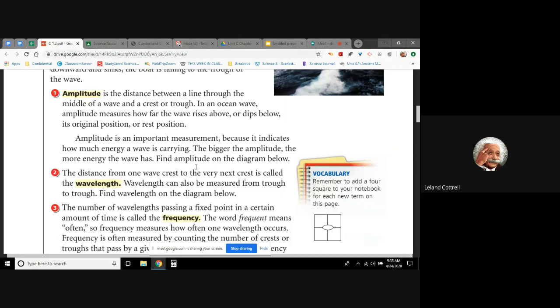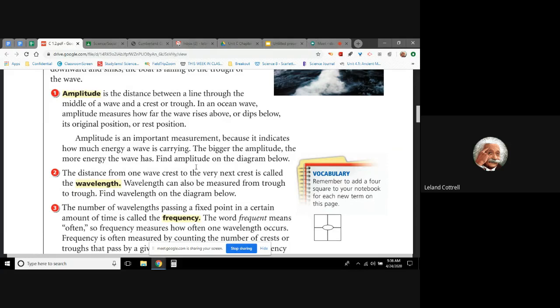Amplitude is the distance between a line through the middle of a wave and a crest or trough. In an ocean wave, amplitude measures how far the wave rises above or dips below its original position or rest position. Amplitude is an important measurement because it indicates how much energy a wave is carrying. The bigger the amplitude, the more energy the wave has. Find amplitude on the diagram below.